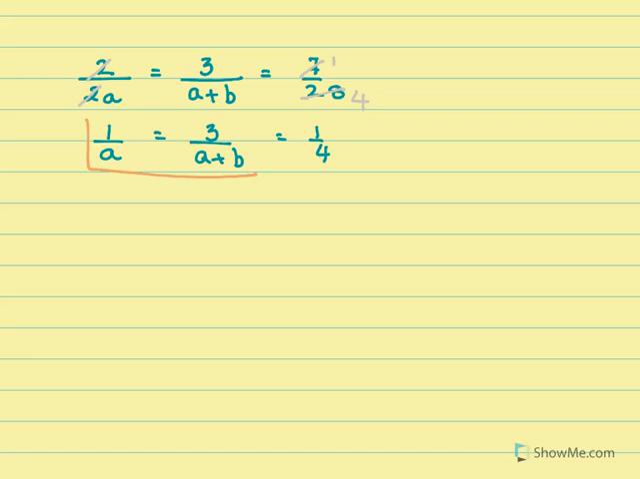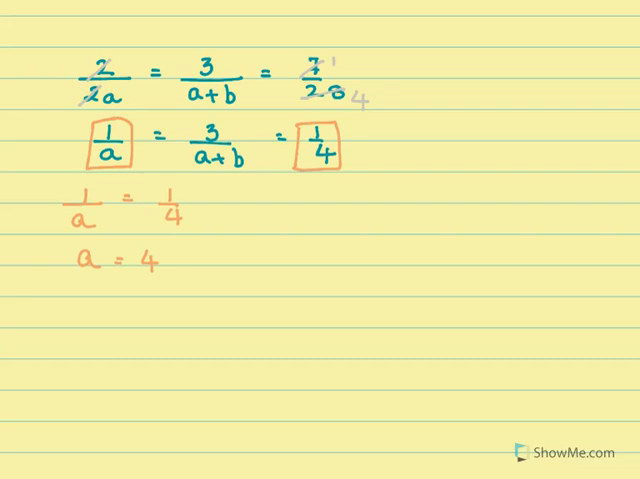In our first equation, we will take these two parts and solve them. So 1 by a equal to 3 over a plus b. In fact, we could do it easier. What we could have done is taken this 1 by a and 1 by 4. It would be so much easier to calculate. Suppose 1 by a equal to 1 by 4. You cross multiply, you get a equal to 4. We got it very easily.